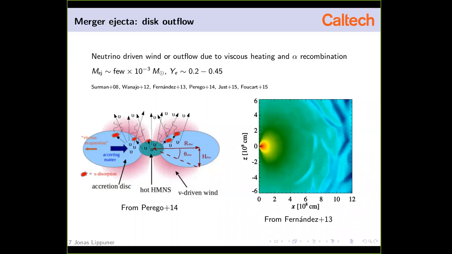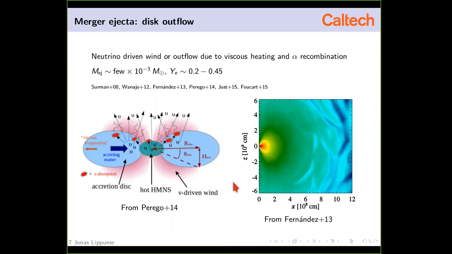One is a neutrino-driven wind that's shown schematically on the left, where the hypermassive neutron star deleptonizes and emits a lot of neutrinos, or also the disk itself, because it's pretty hot, can emit neutrinos, and they can drive a wind off of the surface. But also at later times, viscous heating inside the disk, or even alpha recombination inside the disk, can drive an outflow off of the surface. In the figure on the right is a slice plot of one half of the torus from an actual hydro simulation. This outflow tends to be a little bit lower, usually around a few times 10 to the minus 3 solar masses.